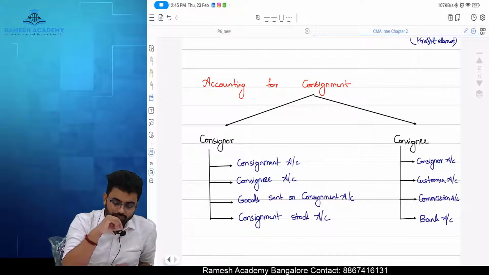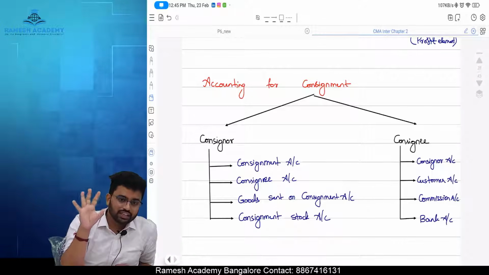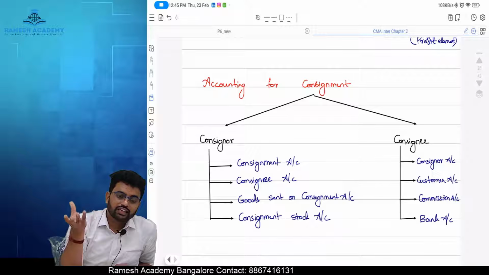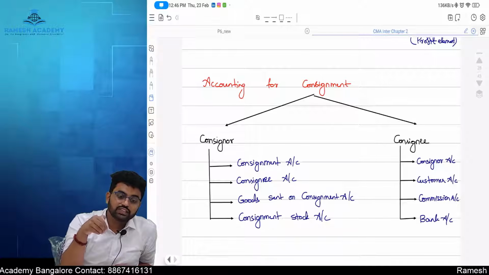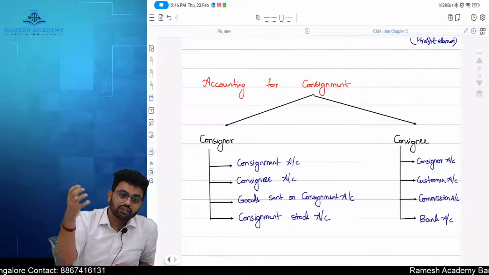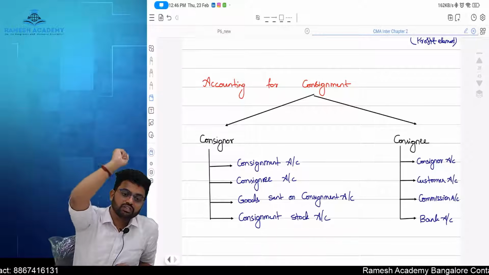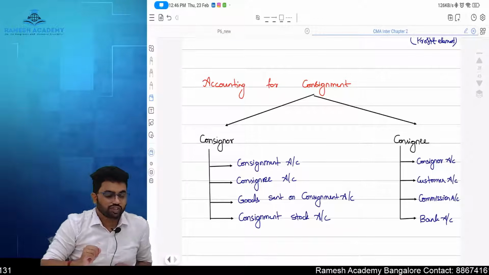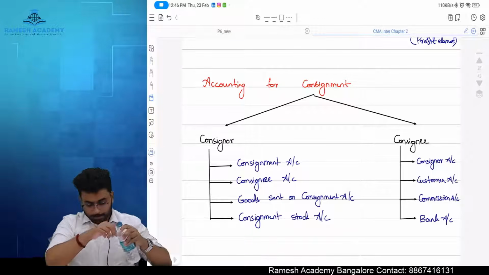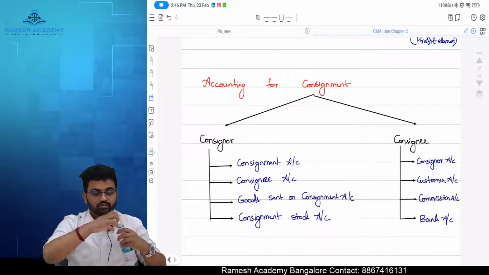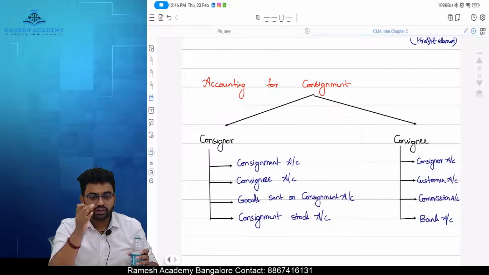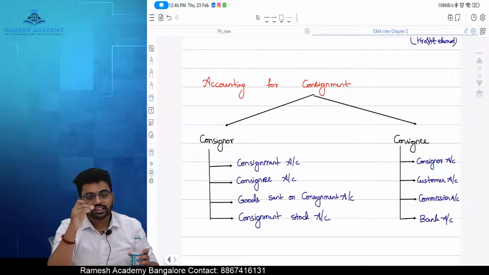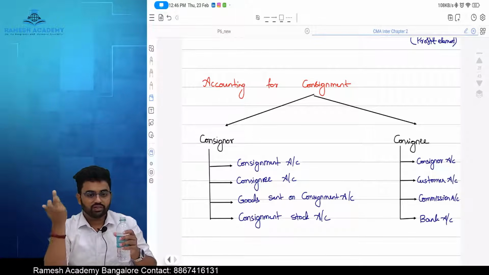Later we maintain a consignment stock account to record the opening stock and closing stock of consignment. The consignee will prepare a consignor account. For a consignee, again, the consignor might be a debtor as well as a creditor. Usually at the end it will be a creditor. Later the customer account, because the consignee deals with the customers: he collects the money from the customer and remits it to the consignor. Later commission, because he is entitled to a commission, not any profit portion. For the work he is doing, he gets a commission. Later the bank account as usual.